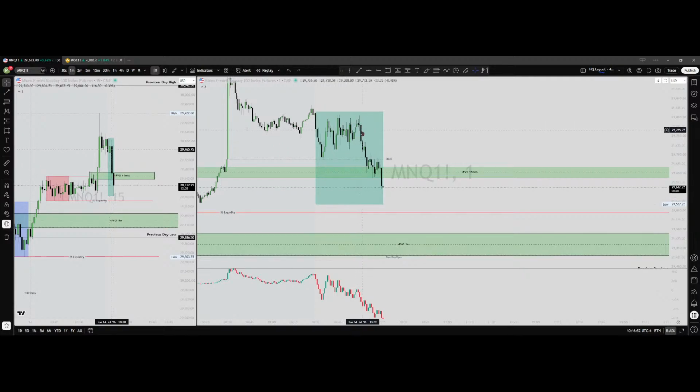Even if we see this as a signal, there has been no tap into this fair value gap. So no proper entry point for us.